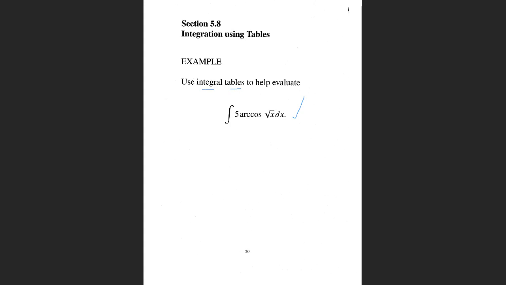Okay, so we want to find the antiderivative of 5 times the arc cosine of the square root of x dx. The table of integrals should have something. It won't be a perfect match, but go through the tables and see if you can identify a formula that might be a candidate to help us find the antiderivative.